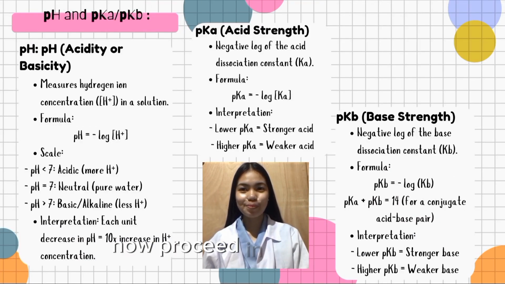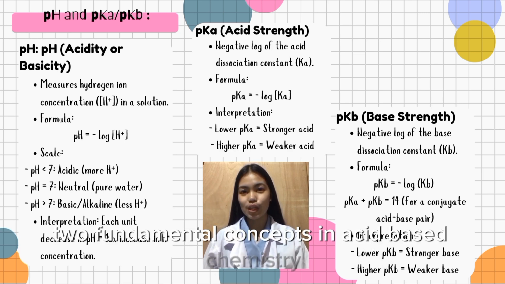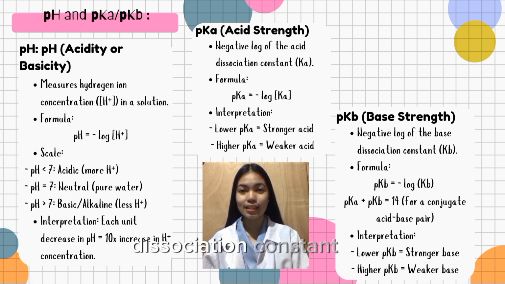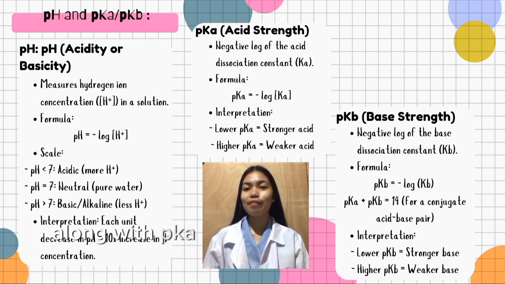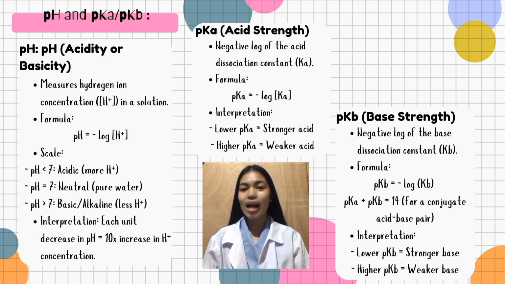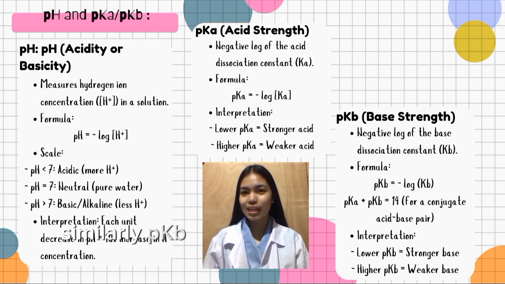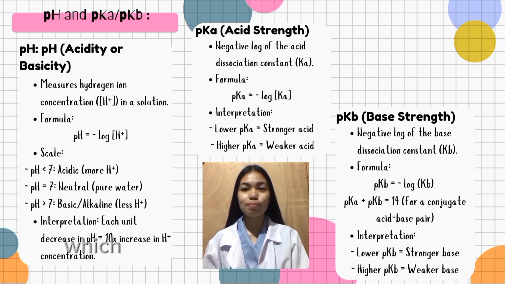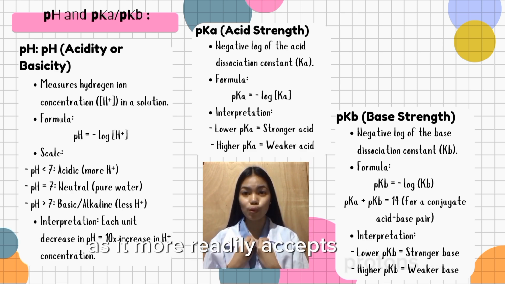Let us now proceed to pKa and pKb, two fundamental concepts in acid-base chemistry. pKa is the negative logarithm of the acid dissociation constant Ka, which measures the strength of an acid. A lower pKa value indicates a stronger acid as it dissociates more readily in solution. Similarly, pKb is the negative logarithm of the base dissociation constant Kb, which measures the strength of a base. A lower pKb value indicates a stronger base as it more readily accepts protons.